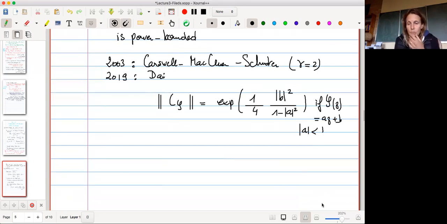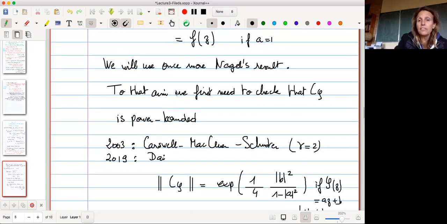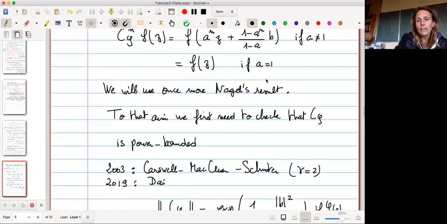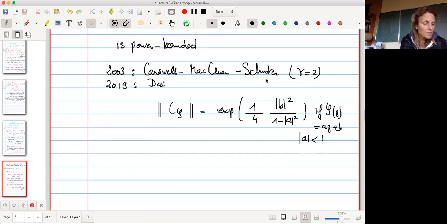Okay, so when we look at C phi to the n, because we still have a composition operator, C phi to the n is now a composition by this function, A to the n, and the B is replaced by this. It's easy to check that it's power bounded, at least for the modulus of A strictly less than 1.